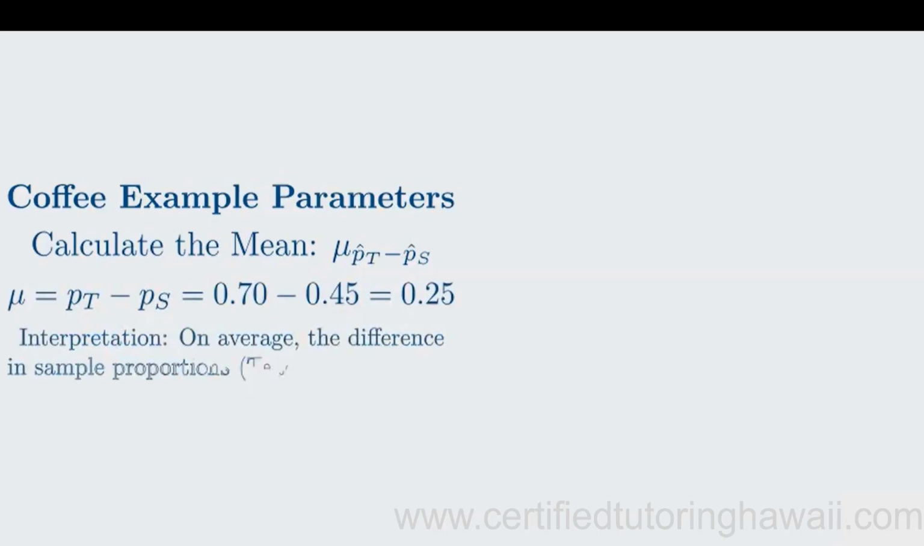In context, this means that if we took many samples of 50 teachers and 60 students, the average difference in the proportion of coffee drinkers between those groups would be 25 percentage points.